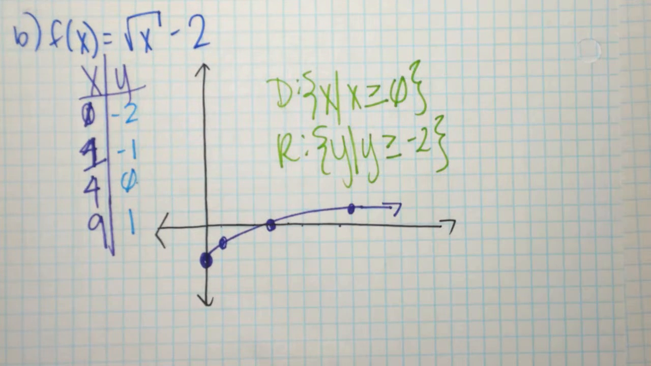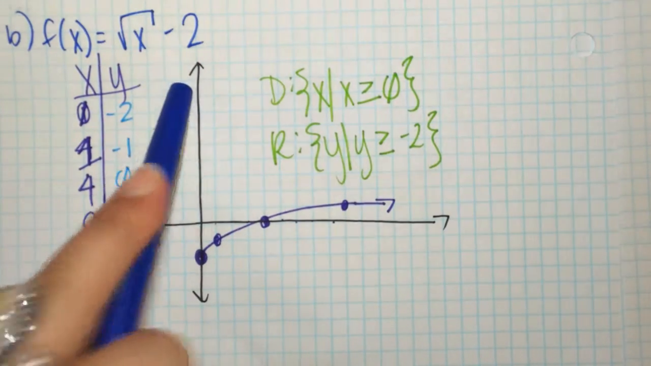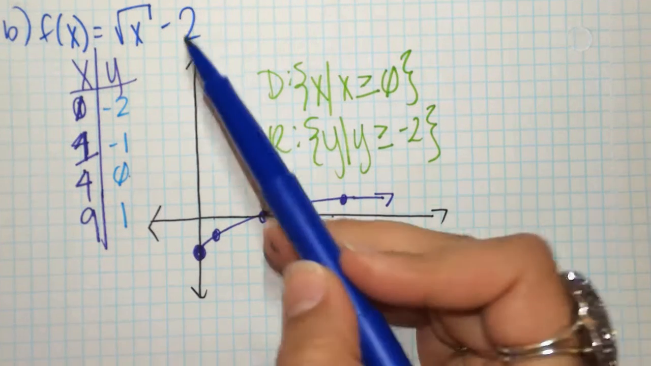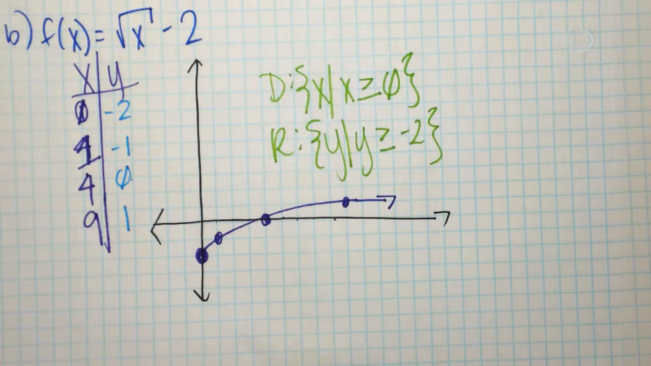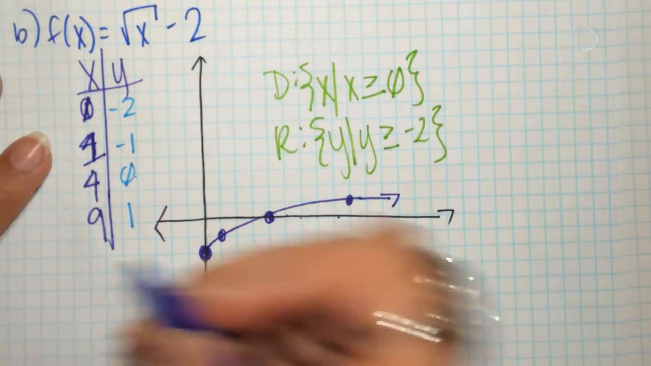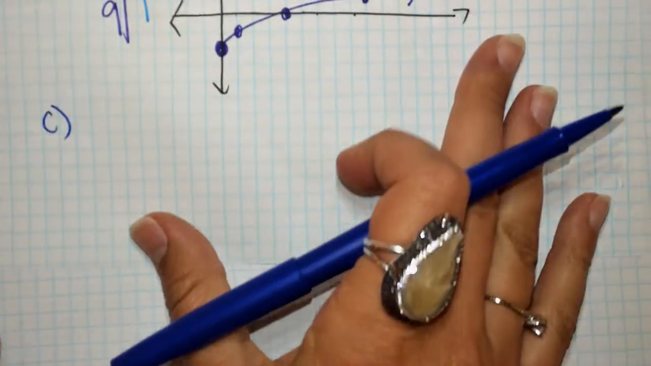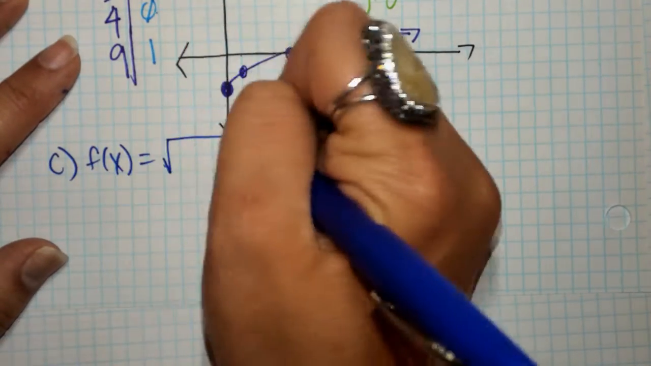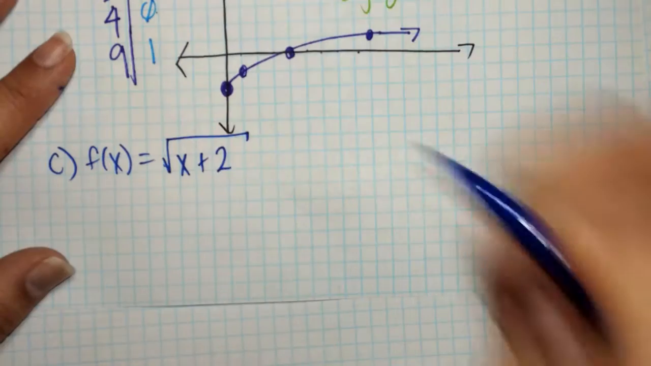Get it together. Alright, so if I wanted to move it up or down, I add on the outside. What would I do if I wanted to move it left or right? So up or down is on the outside of the radical. Where would left or right be? Inside the radical. Alright, so C. f of x equals the square root of x plus 2.